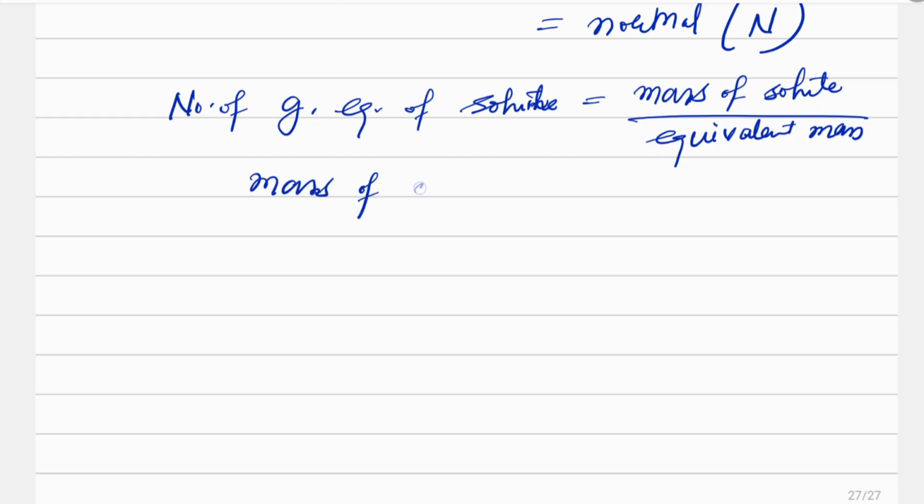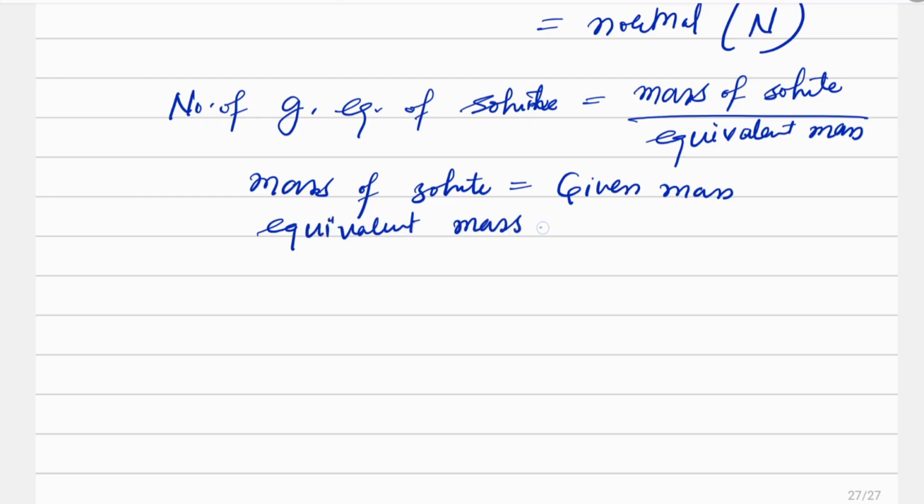Mass of solute is going to be the given mass. And equivalent mass has to be calculated. So, equivalent mass is calculated. It is molar mass divided by n factor. Now, what is this n?